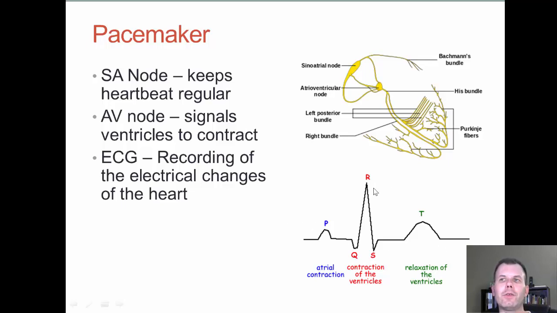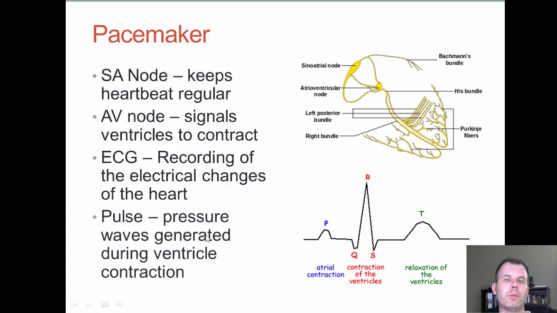They can tell if your heart isn't working right if you don't have this nice contraction, or they can see that it's skipping a beat or doing other things, by looking at the frequency of the wave and how big in magnitude the wave is. They can do a lot of different things by looking at these. And your pulse is the pressure waves generated during the ventricular contraction.